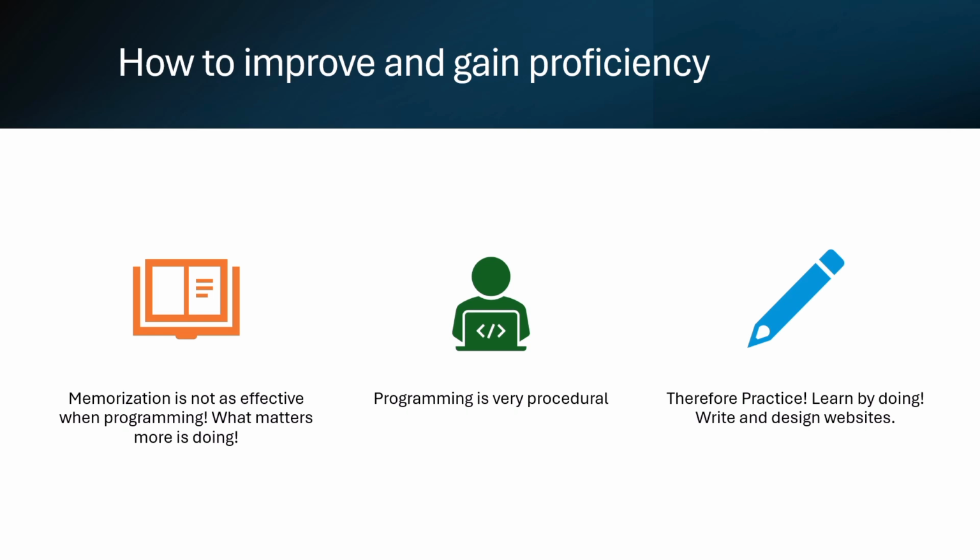So how to improve and gain proficiency? Memorization is not as effective when programming. What matters more is doing. When you're learning other subjects like psychology and biology, you might depend primarily on memorization. But in this particular case, this is simply ineffective. Programming is a very procedural type of field of knowledge. So you have to do the exercises. You have to write programs. You have to make mistakes. So this is how you go on to progress. It's very procedural, very motoric in a certain way.